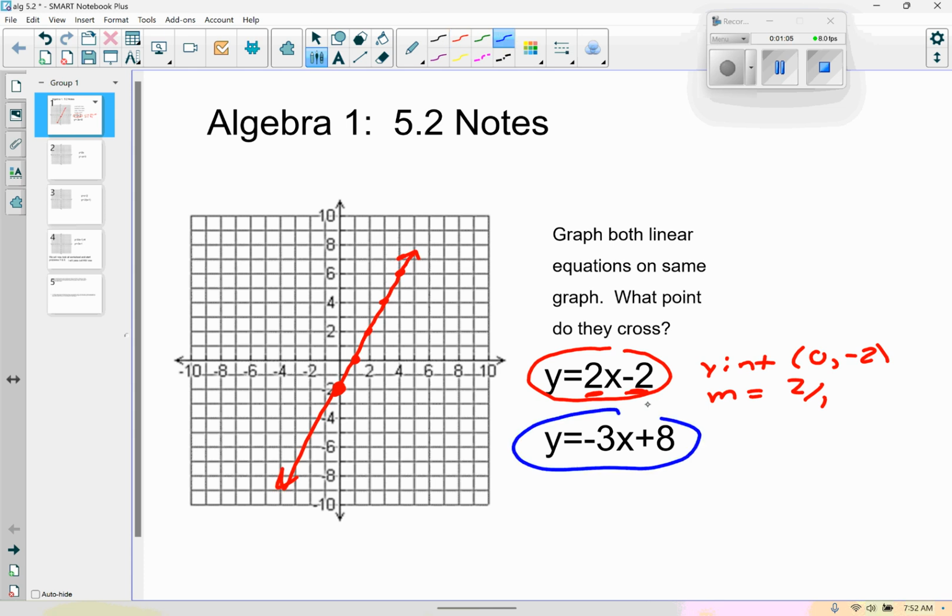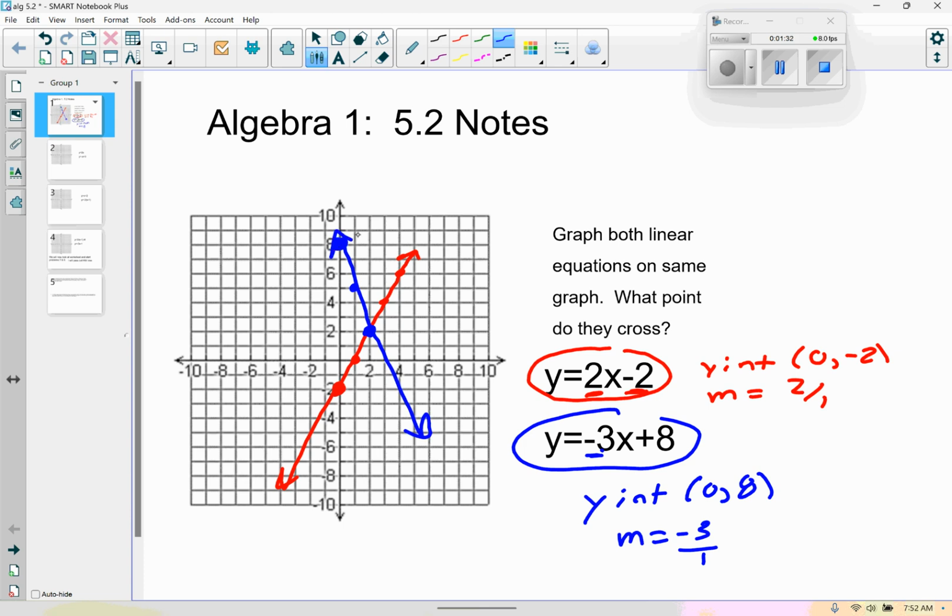Our next one, we have a y-intercept of 0, 8, which is up here. And we have a slope of -3 over 1 because of right here. So from here, I'm going to go down 3, 1, 2, 3, right 1, down 3, 1, 2, 3, right 1. And that's enough because I now see that it's going to cross.